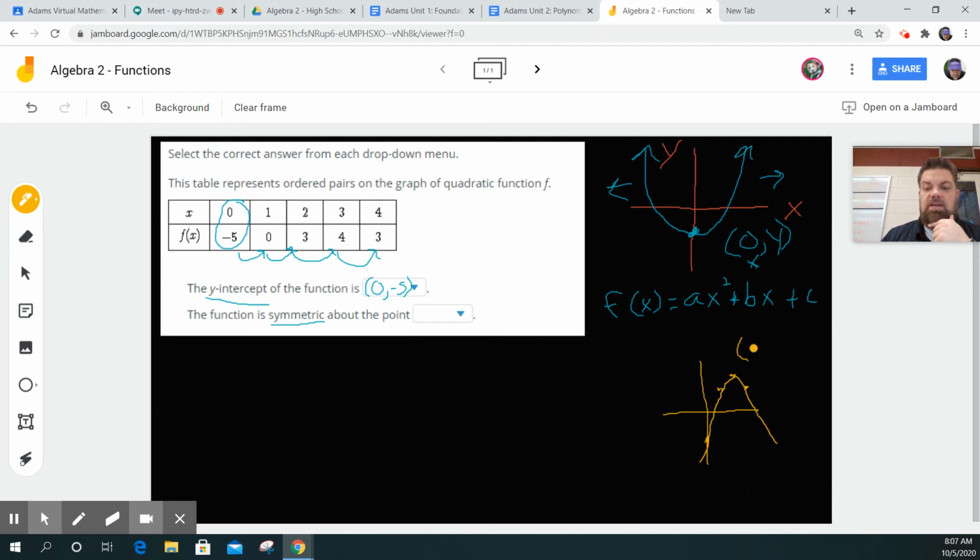And this point right here is 3, comma 4. And so that's the point where it's symmetrical. That's where I can cut it in half, and the left-hand side looks like the right-hand side. So we would say 3, comma 4, because when you graph it, you see how the left-hand side, if I take a line and cut it right through that point, looks like the right-hand side.